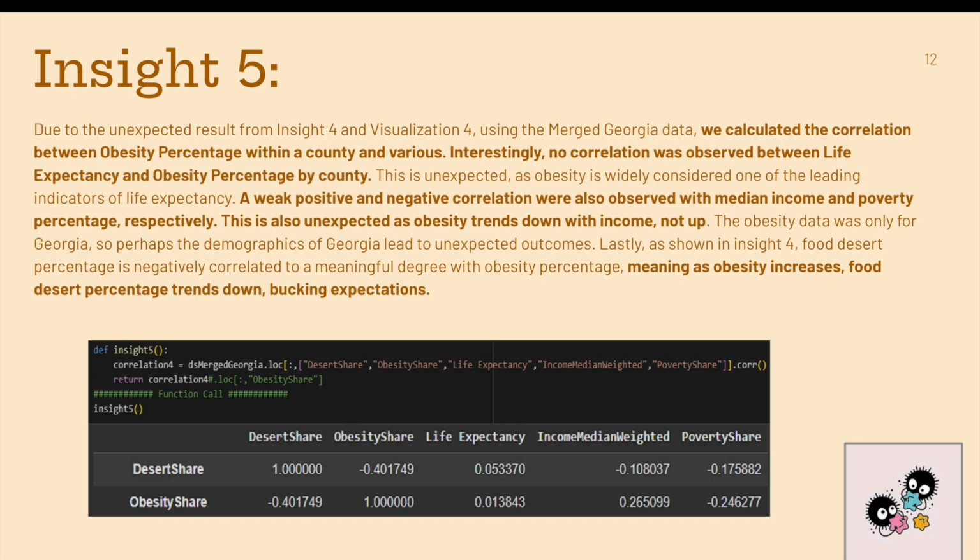Because we were so puzzled by the findings of Insight 4, we wanted to look at the correlation of obesity with our primary variables, and we saw a negative correlation of 0.4 with the food deserts, and we saw a weak positive correlation between obesity and income, which is also unexpected, and then no correlation with life expectancy, which is also really unexpected. This might be due to Georgia's unique demographics, but regardless, it's definitely worth looking into more. We were so surprised by this that we double checked our whole process and our data just to make sure we had what we think we had.